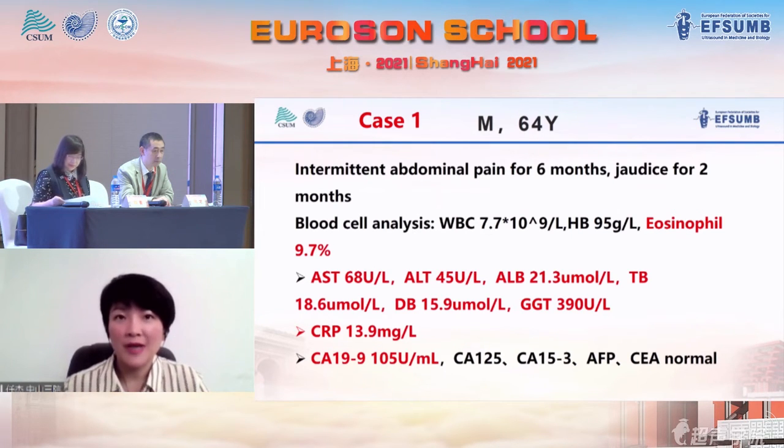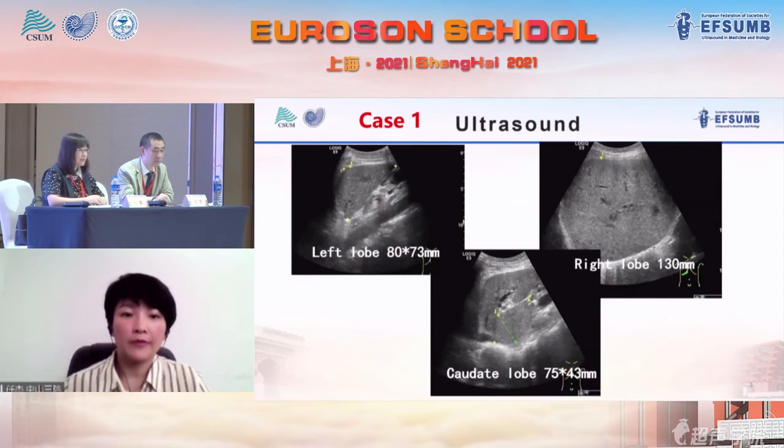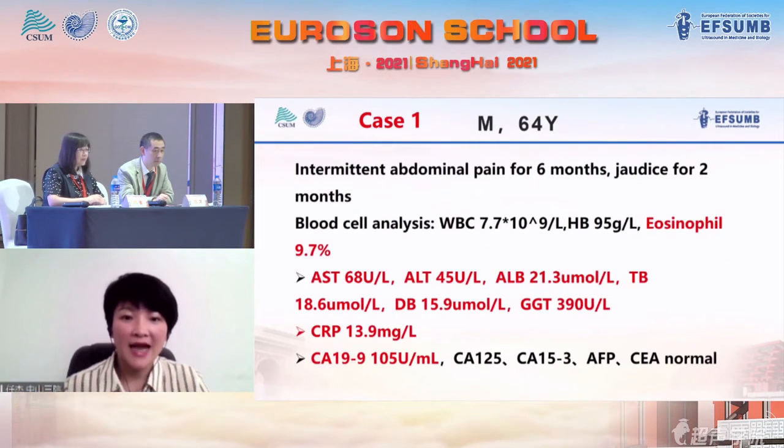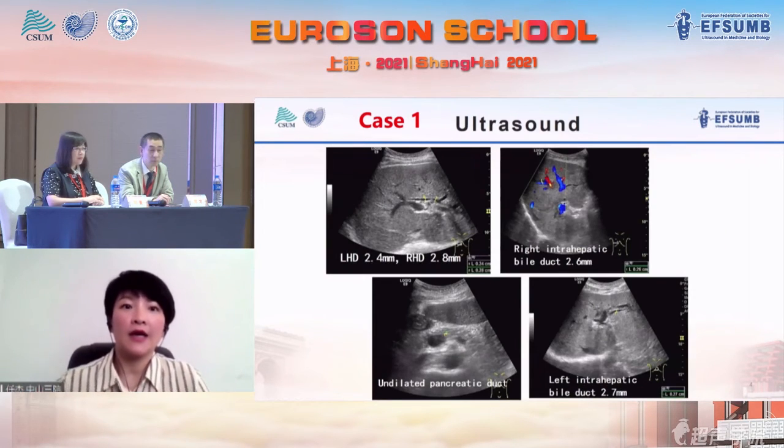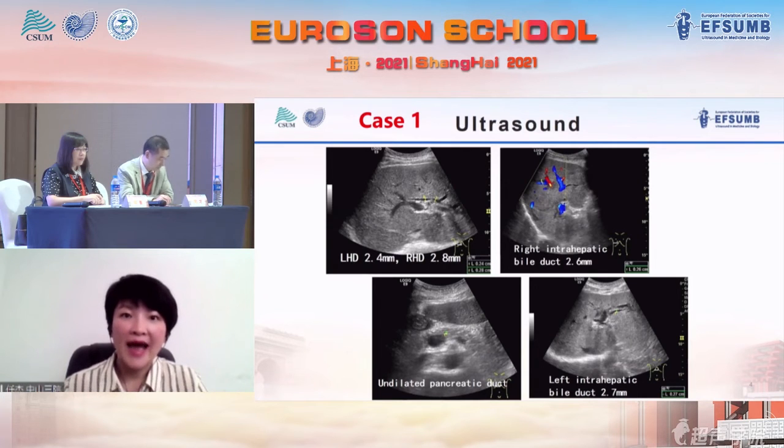inflammatory markers, represented by TPP, CRP, and CA199. All these were elevated. Next. Conventional ultrasound examination revealed that the liver, especially the caudate lobe, was enlarged. Next. The intrahepatic bile duct was dilated slightly, like this and this, and there was no pancreatic duct dilation.